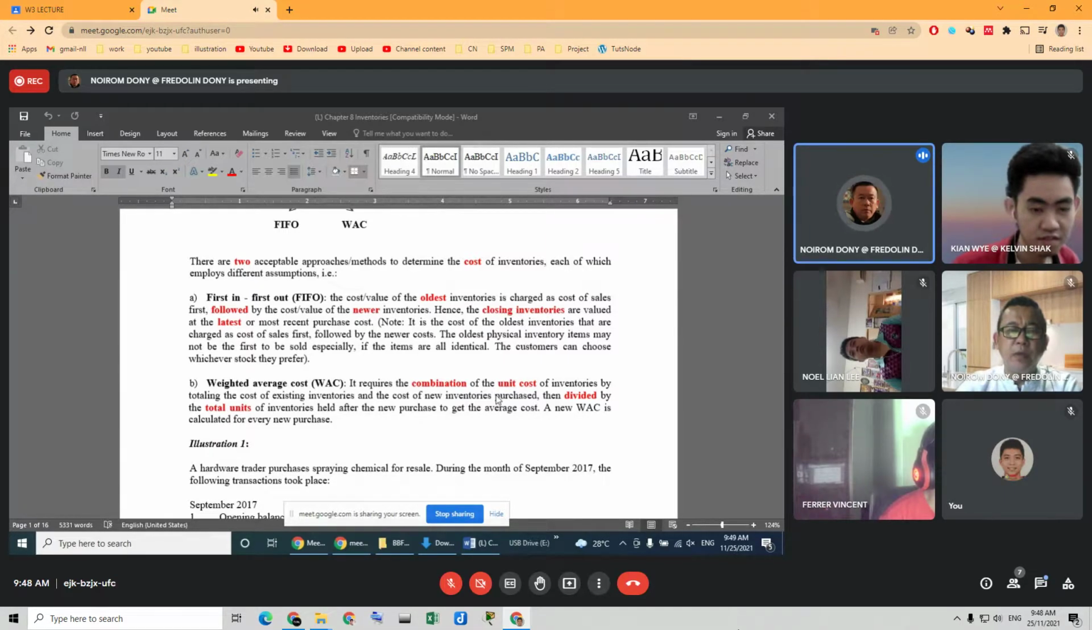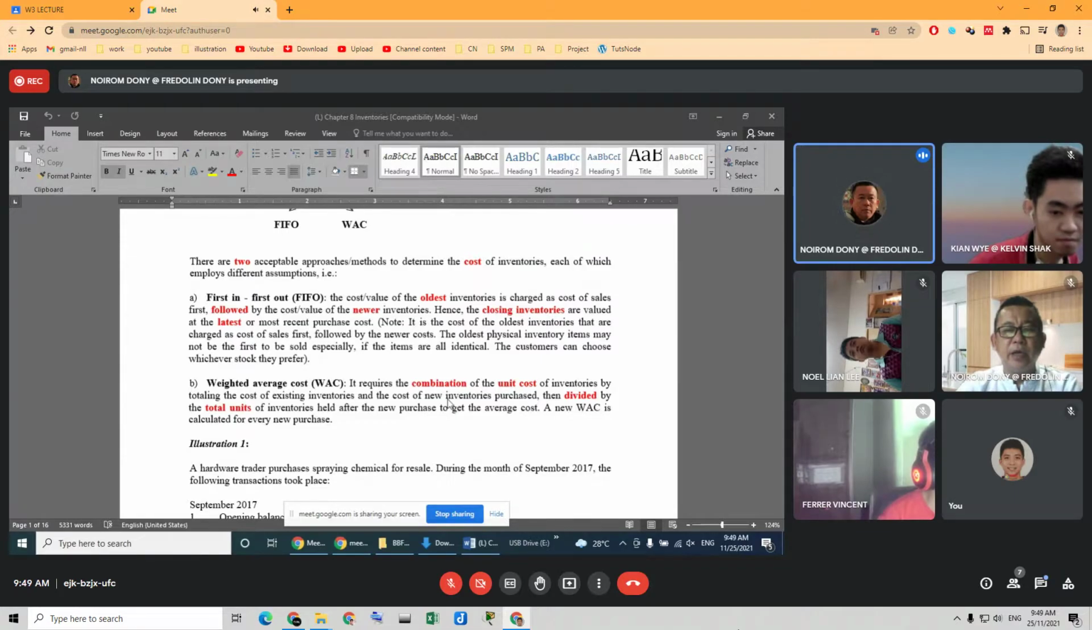So whenever we have a new inventory, what we have to do is total the combination of the unit cost of inventory by totaling the cost of the existing. Meaning if you have existing inventory, you add the cost of the new inventory purchase, then we average it out by dividing by the total units of the inventory.